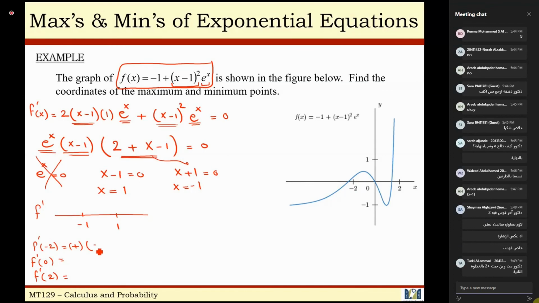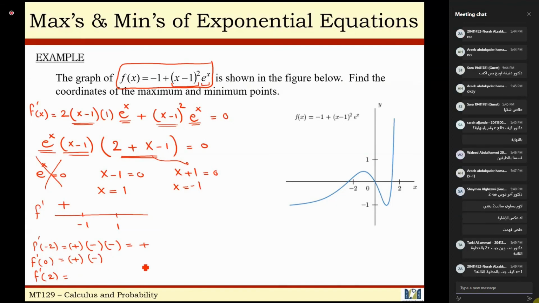Minus 2 minus 1 is negative, and substituting minus 2 plus 1 is negative, so this is positive. This is positive. Substitute 0: e to the power 0 is positive, 0 minus 1 is negative, and 0 plus 1 is positive. So we have negative. Substitute 2: we have positive, positive, and positive. This is positive. So increase, decrease, increase.